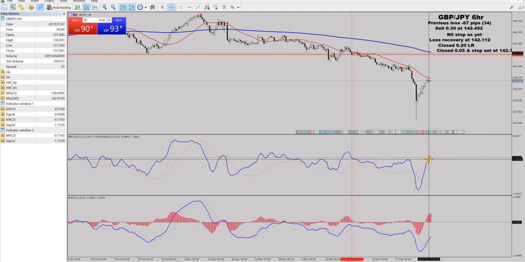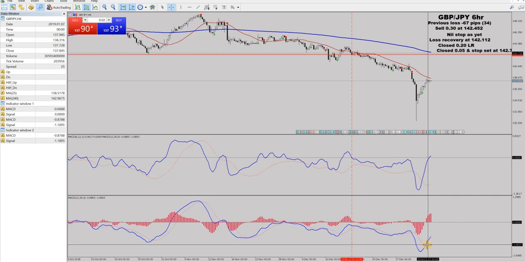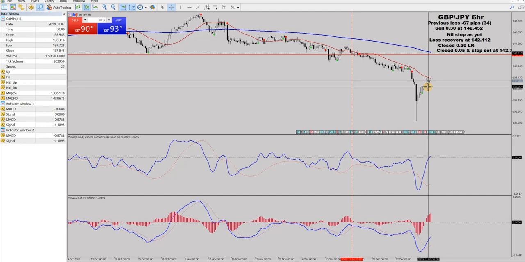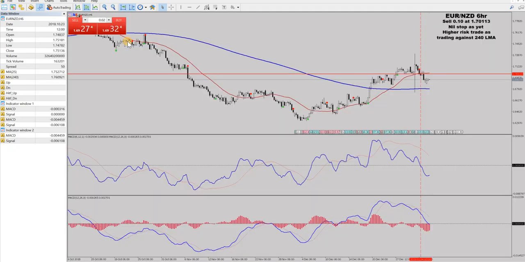Just the fast MACD through the 0 level. The standard MACD is in buy mode. I've got a green QMP dot there. The only criteria I'm not meeting, which I don't require, is a close above the 25 SMA. But there's enough criteria there for me to close the remaining sell and take a new buy. So it'll happen straight away once this video is finished.